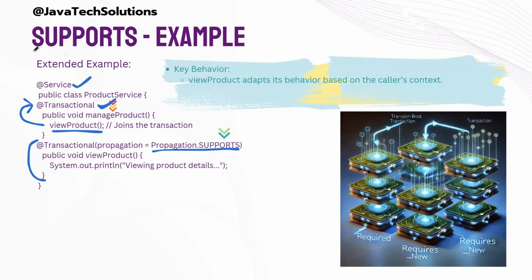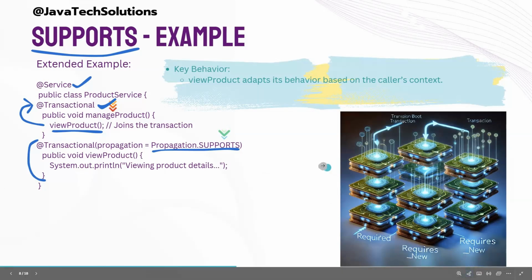When are we going to use this propagation type? If we want to do read-only operations like queries for fetching data that don't modify the database, then we use it. Another case is common methods that may be reused in both transactional and non-transactional workflows. We also use it in performance-critical sections, in scenarios where creating a transaction would introduce unnecessary overhead.